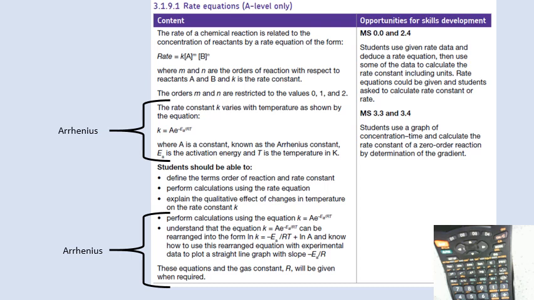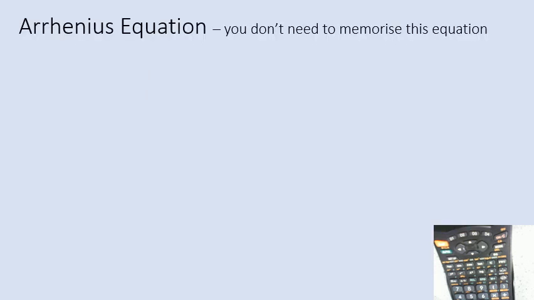And you can see there's a different version of the equation there. There's a rearranged version underneath. And we must be able to use that, particularly with graphs. And it does say an important bit at the bottom there, look, these equations and the gas constant R will be given when required. So you don't need to memorize these equations. So that's kind of the first thing, is you don't need to memorize them. So don't waste your time doing so.